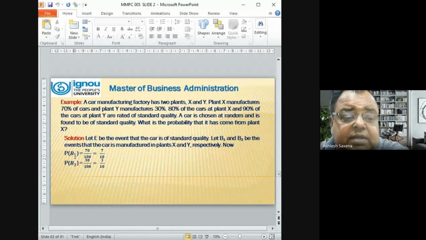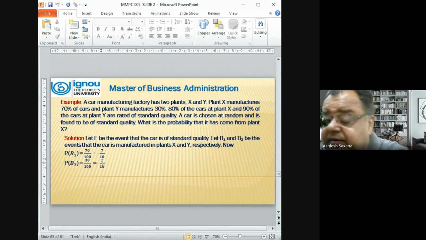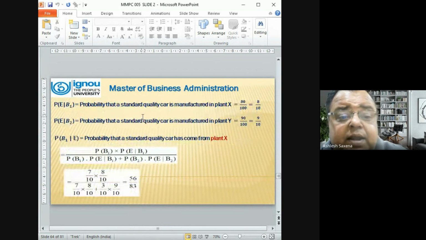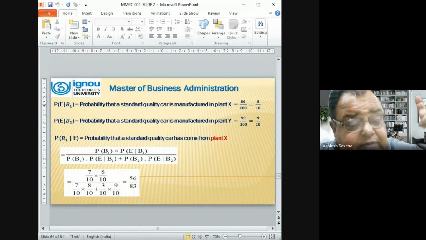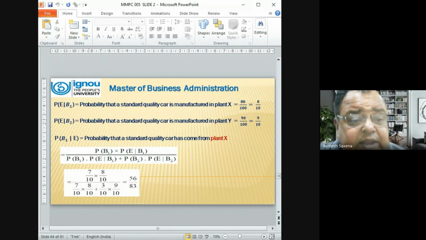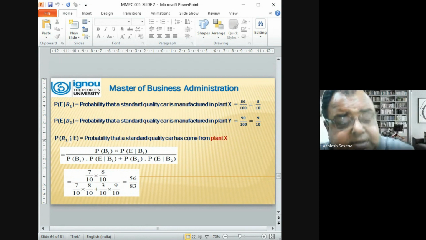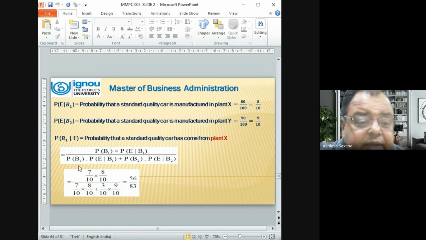Here it is. P(B1), 7 by 10. P(B2), 3 by 10. And probability of standard quality of car manufactured by plant X is given in the problem, that is 80%, 8 by 10. Plant Y, 9 by 10. Now what you are supposed to do? You have to find that a car is drawn, it is of standard quality, and it is from plant X. Write the probability in the numerator and divide it by the probability of both.